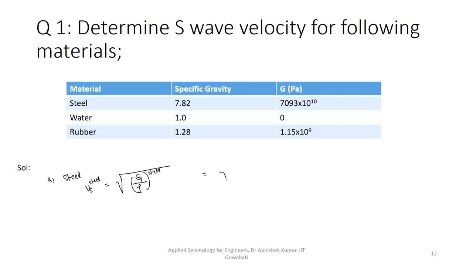Again, be careful with the units. So, the value is given as 7.93 into 10 raised to the power 10 over 7.82, that is the specific gravity of steel multiplied by 1000, that is the mass density of water. So, this is going to give you the value of 3184 meter per second or approximately equal to 3.2 kilometer per second. This is the wave propagation velocity of shear wave through steel.